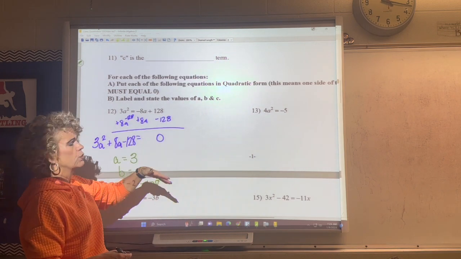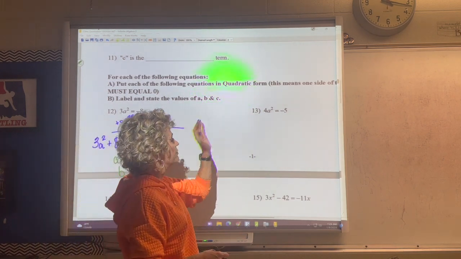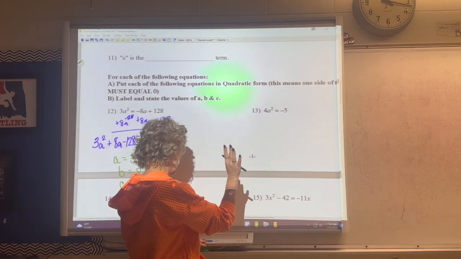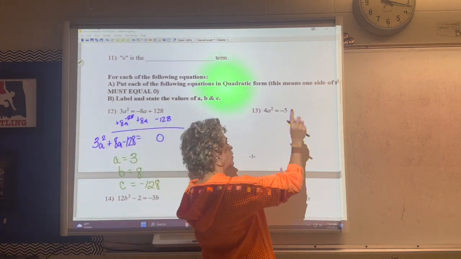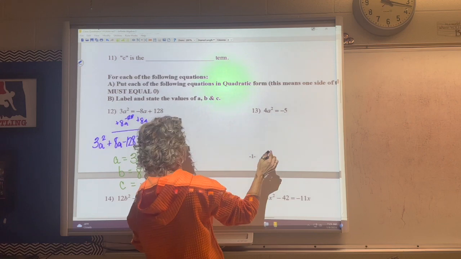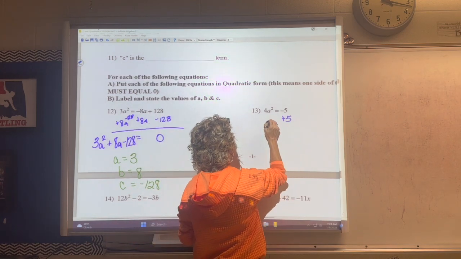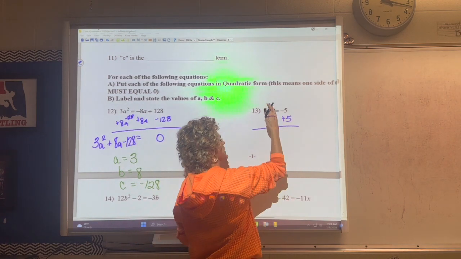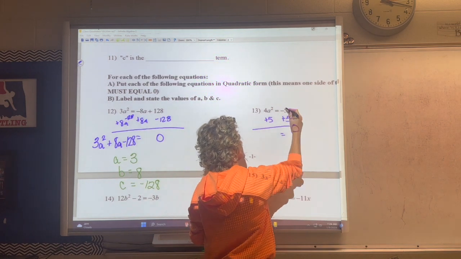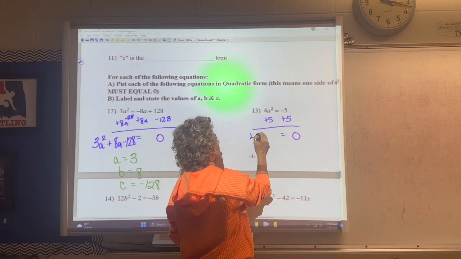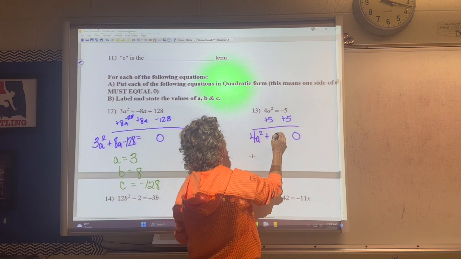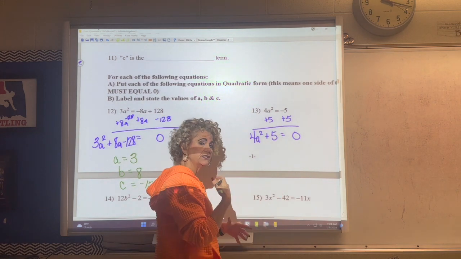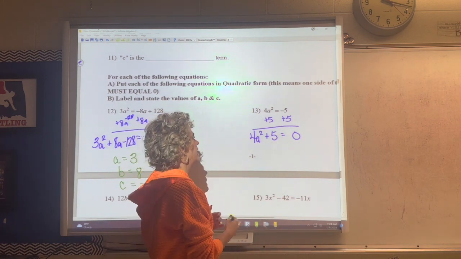And like I said, that's just a quick recap. Now real quick, I'll do number 13, only because it looks a little weird, and that's okay. Again, one side has to be 0, and it's not. So I'm going to add 5 on both sides. Now, 5 and 4a squared are not like terms. These are additive inverses. So I literally have 4a squared plus 5. That's it. That's as good as it gets right now.